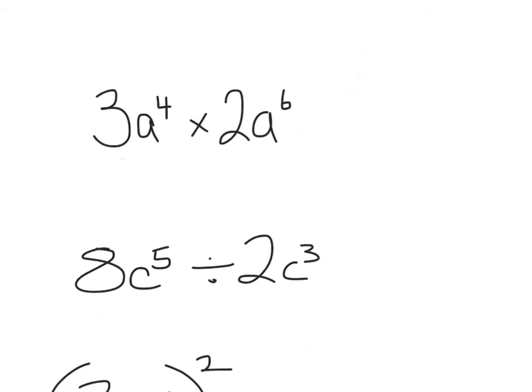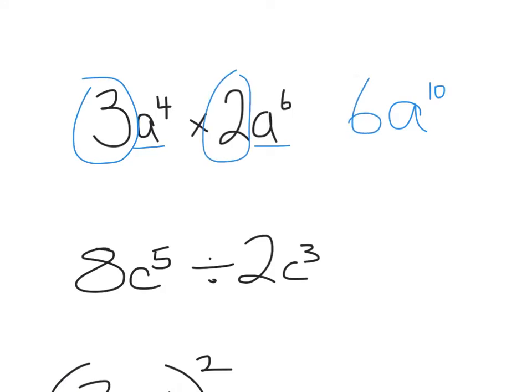3a to the power 4 multiplied by 2a to the power 6. Well, first of all, let's look at the a's, okay? So you've got a to the power 4 multiplied by a to the power 6. Well, we know that whenever you're multiplying index numbers, you just add them. So that becomes a to the power 10. Now we'll look at the 3 and the 2, but they're just normal numbers. So 3 times 2 makes 6.